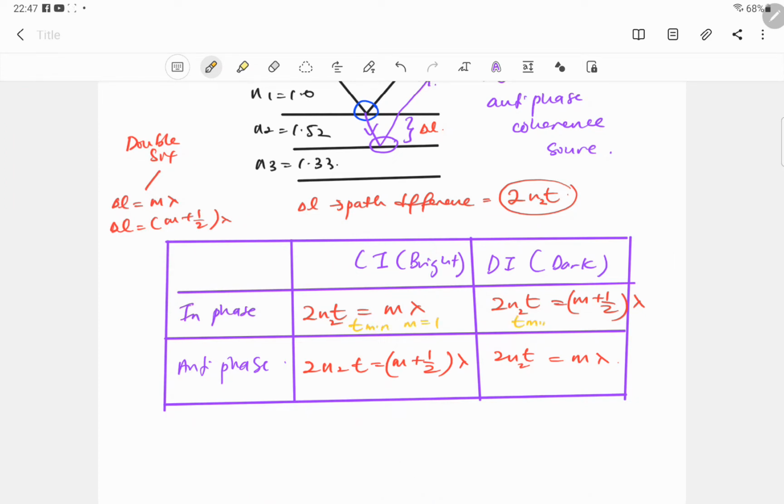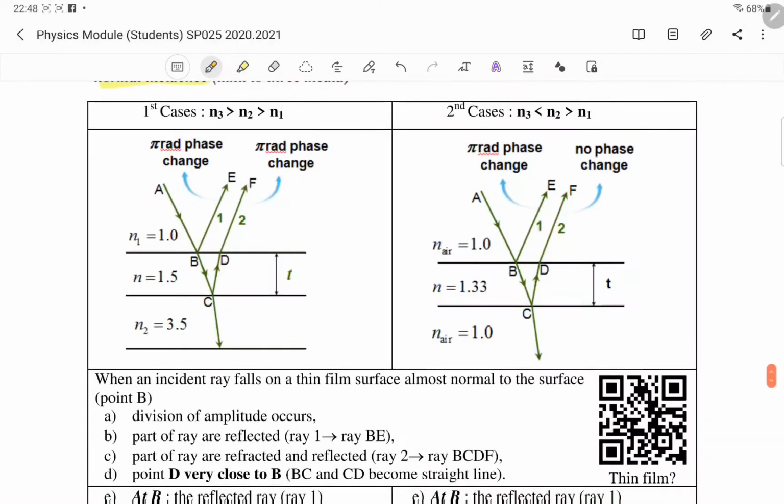So you have to know that to find the t minimum, m equal to 1. To find the t minimum, m equal to 0. To find the t minimum, m equal to 1. Okay. Tengok kat sini pula untuk first case.